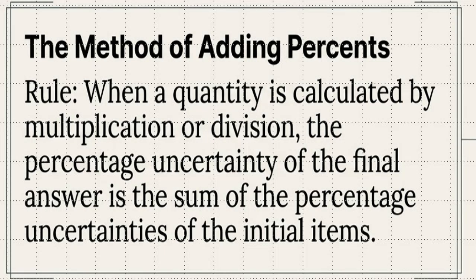Now, let's talk about how to handle uncertainties when you multiply or divide quantities. The key point is that the percentage uncertainty in your final result is found by adding the percentage uncertainties of each original value involved. So, instead of dealing with absolute uncertainties, you focus on their percentages and sum them up. This makes it easier to understand and calculate the overall uncertainty in your answer.